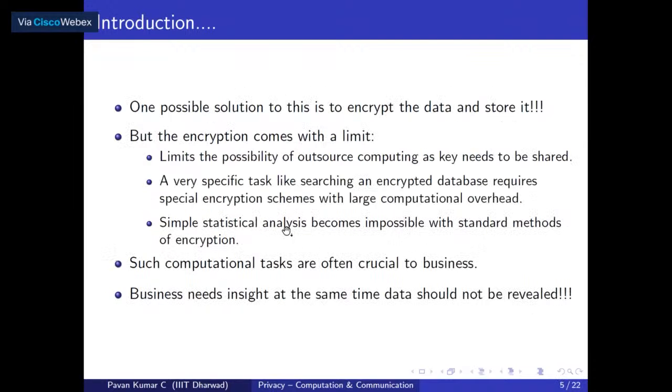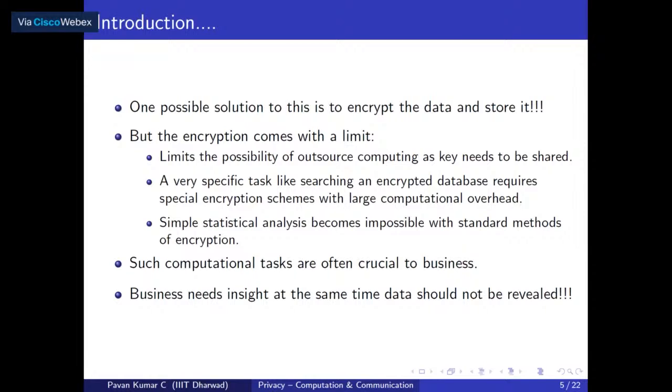As I told, one possible solution is to encrypt the data and store it, but encryption comes with a limit. If the data is in encrypted format, then the keys also need to be shared if the data has to be outsourced for some computation. As I told you before, if the cloud service provider does not have the analytics service, then the data on your cloud has to be accessed by someone not from that cloud organization, right? That person should also have access permission to this data.